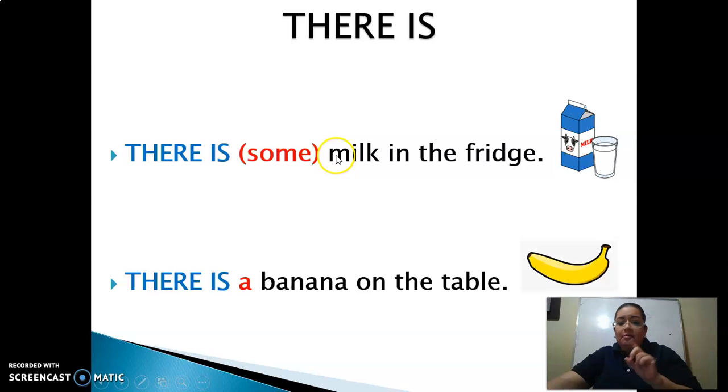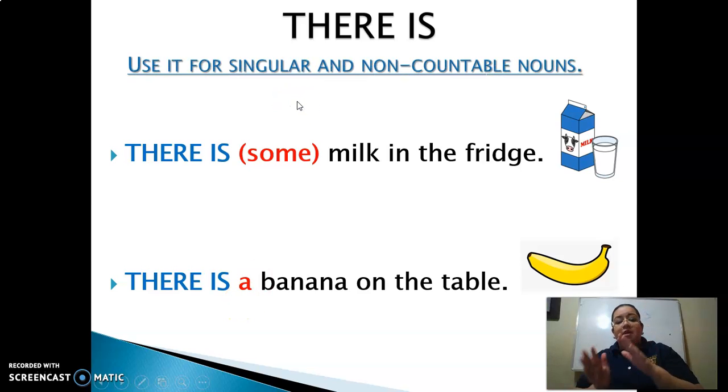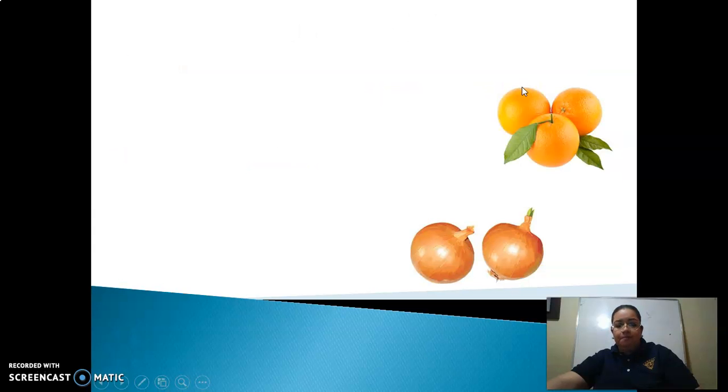Now, check this out. Milk is a non-countable noun, and banana is countable, but this one is just one banana, a banana. Remember that a banana stands for one, yes? So that means that we use there is for singular and non-countable nouns, okay? In the singular form or non-countable nouns. Let's go on. So there is for singular and non-countable nouns.